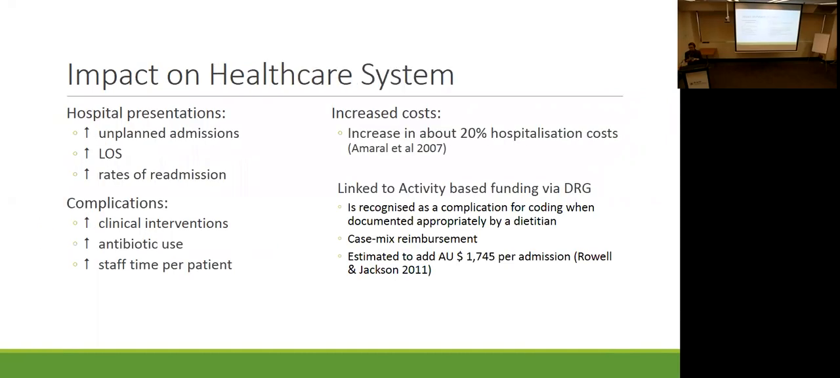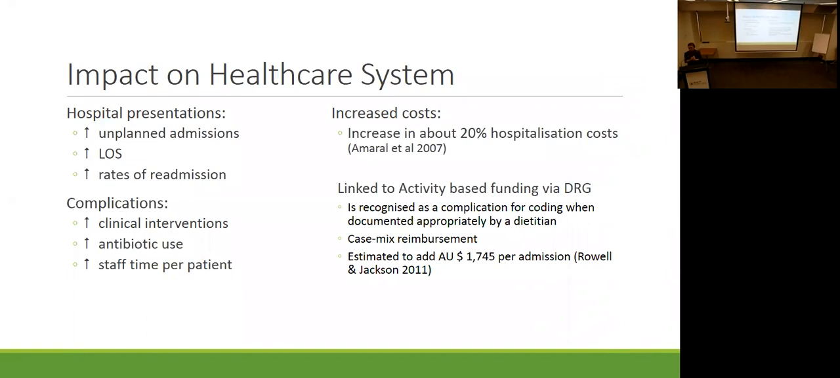It also has huge impacts on the healthcare system. When patients are malnourished, you'll see an increase in unplanned admissions, length of stay, rates of readmission, as well as complications for the patient. That all equals increased costs for the healthcare system. It's estimated that there's an increase of about 20% in hospital costs for a patient that's malnourished.